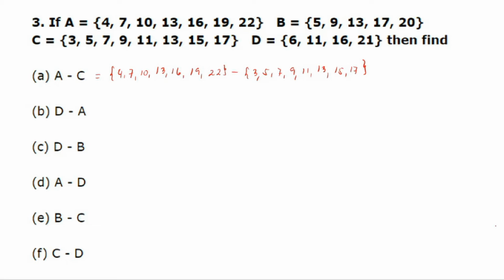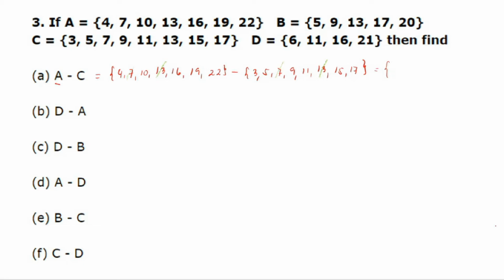I have 5 on set C, but I don't have 5 on set A, so I have nothing to cancel yet. What about 7? So 7 is present on set A, so therefore I can cancel that. 9, we don't have 9. We don't have 11 too. 13, we have 13 and 13. So we have 15, we don't have 15 here, nothing to be canceled, as well as 17, so nothing to be canceled. So therefore, the answers here will be the remaining elements from set A.